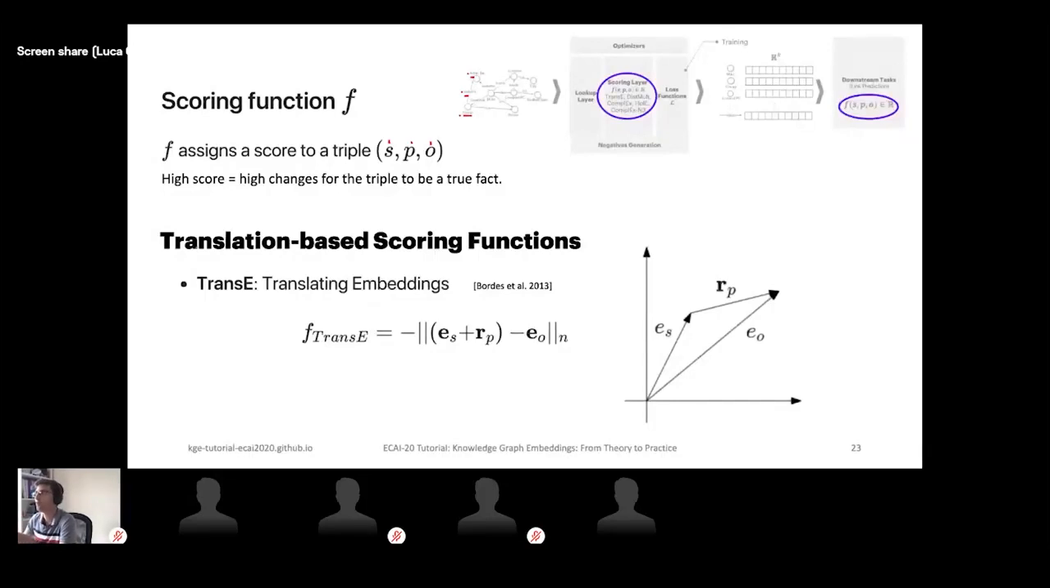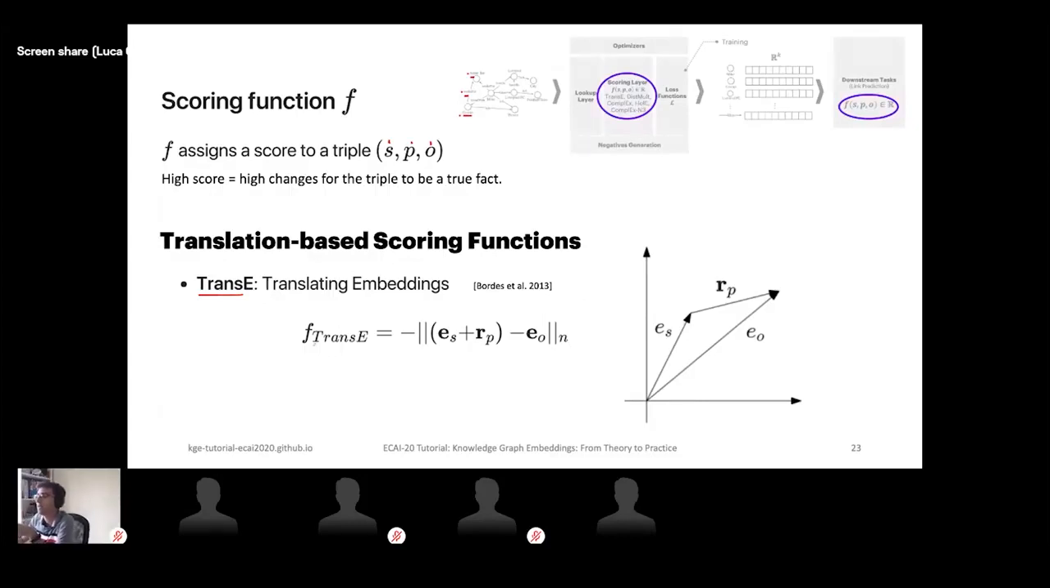Just keep in mind that most of the papers, most of the works published in this area, differ mostly in the kind of scoring function, the kind of intuition that they implement. Well, it's a bit more complex than that, but bear with me for a moment. Now, I would like to start describing what translation-based scoring functions do. And we start with this model, which is one of the most popular, as I said. It's called Translating Embeddings and was proposed a few years ago in 2013. It's one of the earliest knowledge graph embedding models.